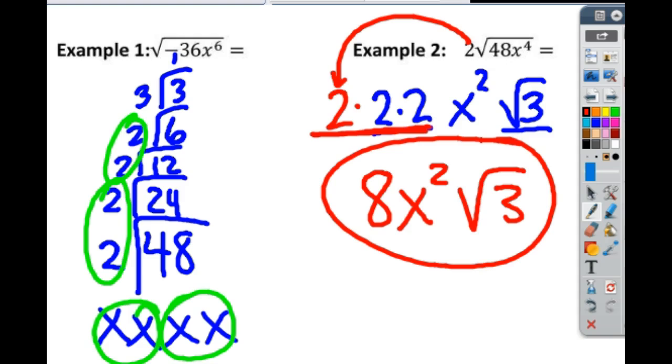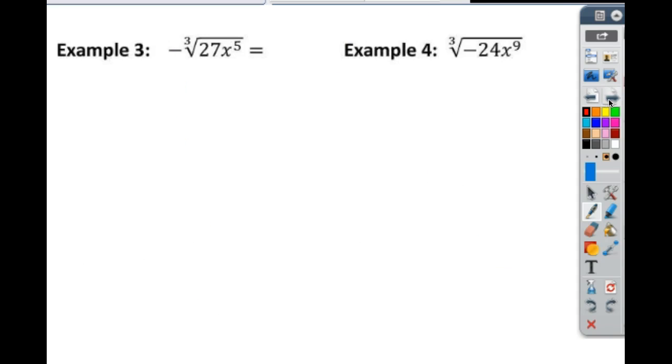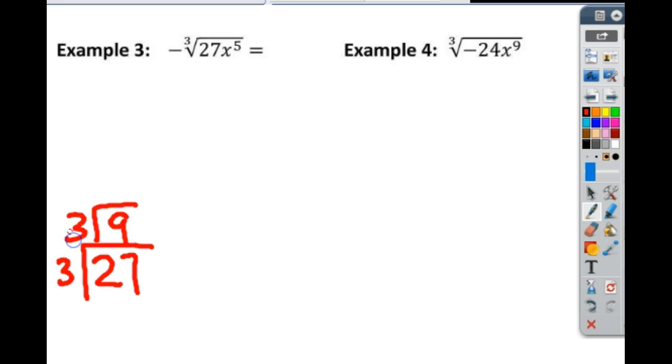That is called the simplified answer, even though to you it doesn't look very simplified. Now, how does it change if the index is a 3? Still start with the birthday cake. This doesn't divide by 2. This divides by 3. 3 will go into 27 9 times. 3 will go into 9.